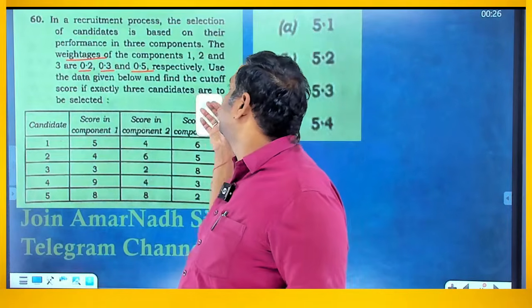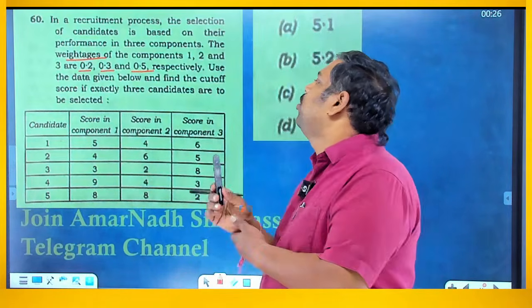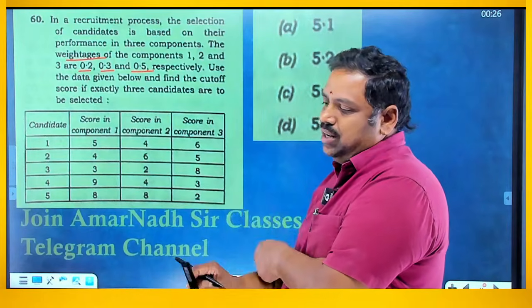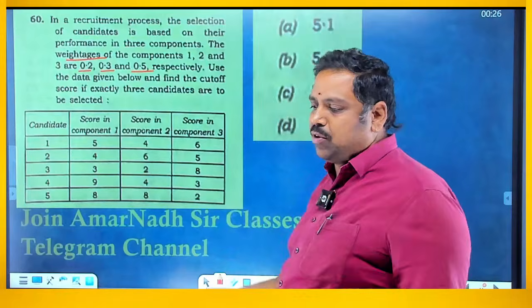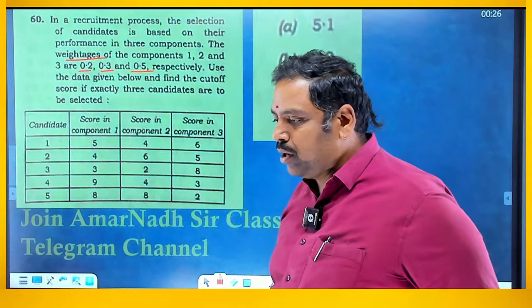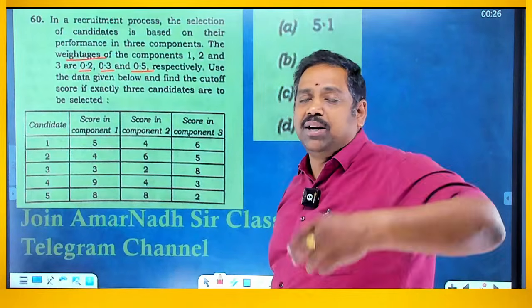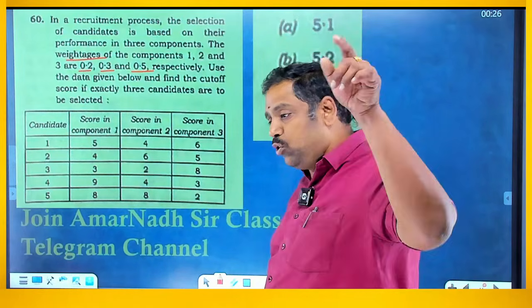Understand? Okay, good. Use the data given below and find out the cutoff score if exactly 3 candidates are to be selected. Normally in competitive examinations, he will give the cutoff based on the requirement. Now he is asking you to calculate the cutoff.